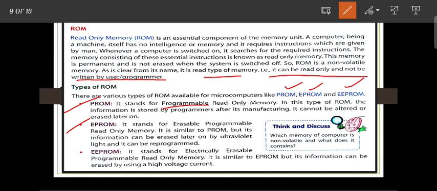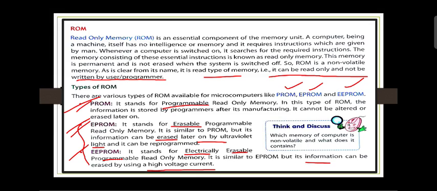Next is EPROM, erasable programmable ROM. It's similar to PROM, but its information can be erased later on by ultraviolet light. Next is EEPROM, electrically erasable programmable ROM. It is similar to EPROM. Information can be erased by high voltage current. So that means these two are erasable ROM, but this one is not erasable ROM.